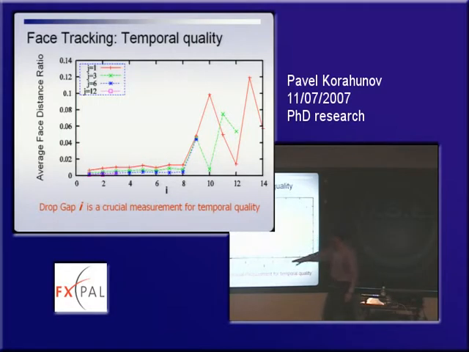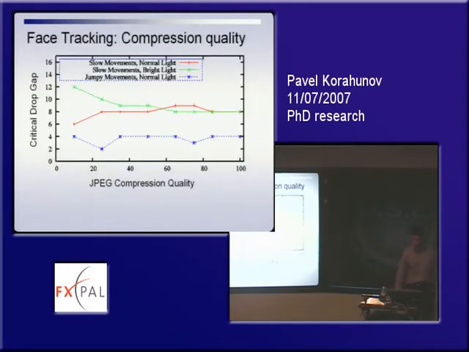So anyway, the main point is that the drop gap is an important measure of the temporal quality for this algorithm, not frame rate. We change compression qualities for different videos and we plot the drop gap, the critical drop gap until which the algorithm performs well. And we see that for different compression, the drop gap does not really change that much. So the compression does not affect this histogram-based algorithm because the histogram is very general. If you compress too much, the histogram doesn't change that much. So that's basically the point.